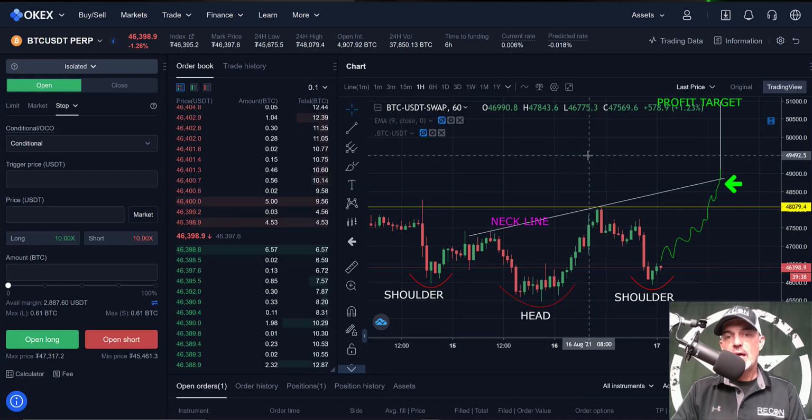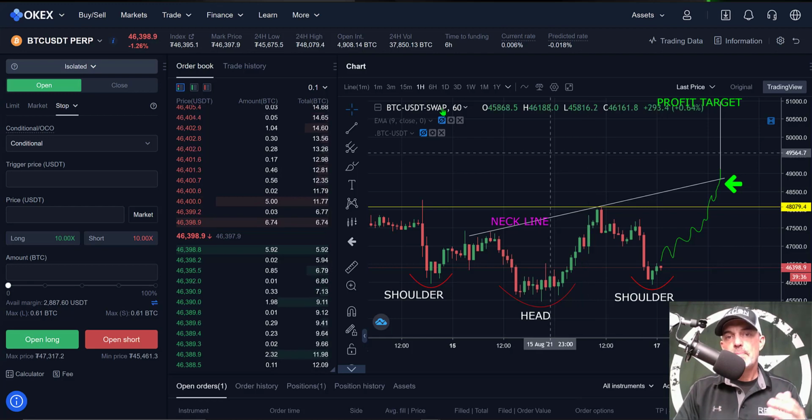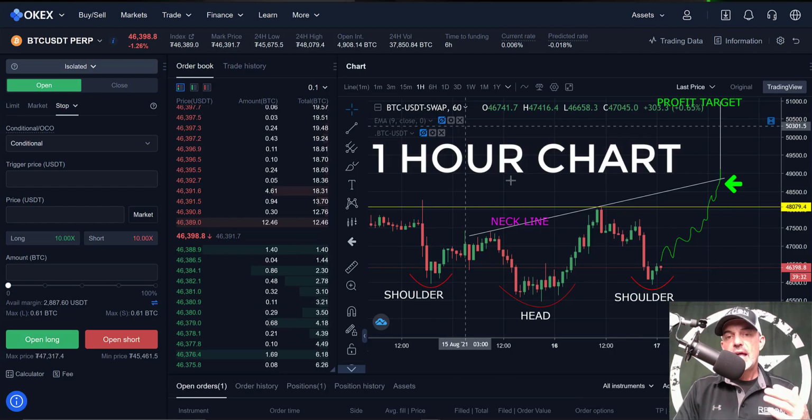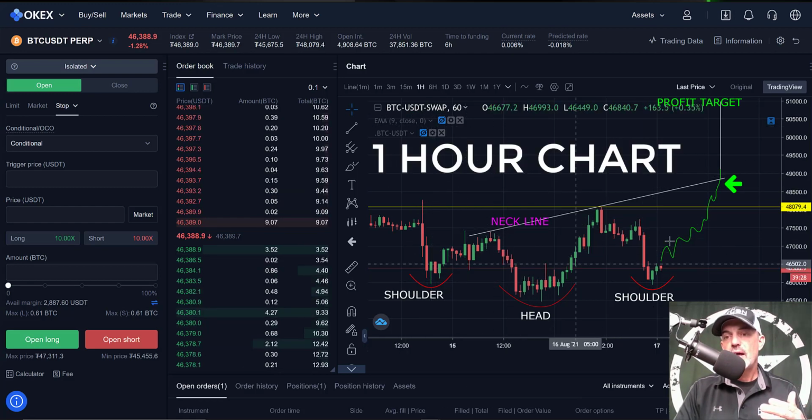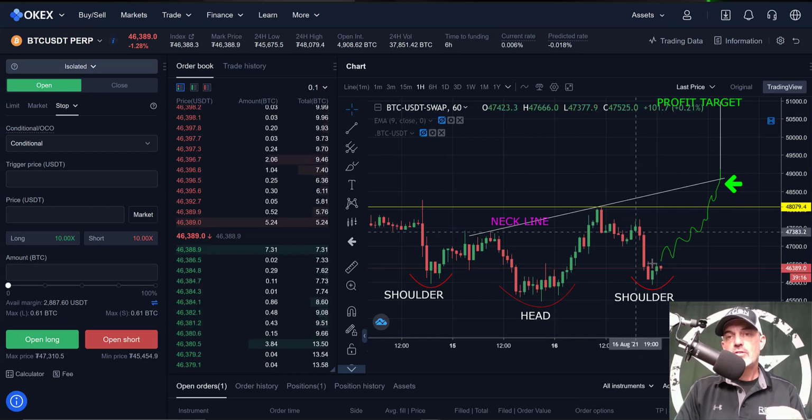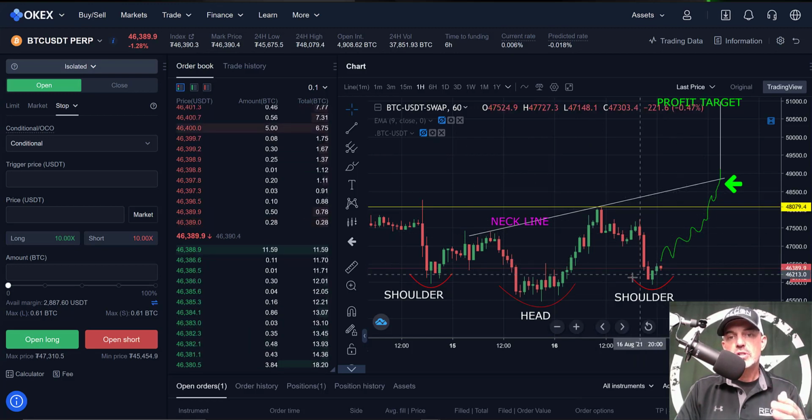Over here on OKX Exchange, I'm looking at BTC USDT perpetual contracts. And we currently have a head and shoulders pattern developing, and we're looking for the right shoulder to finish development for the opportunity to jump into a trade.